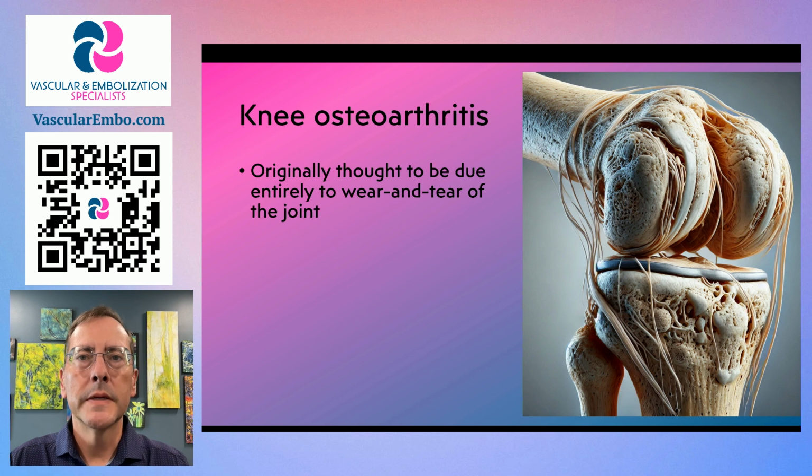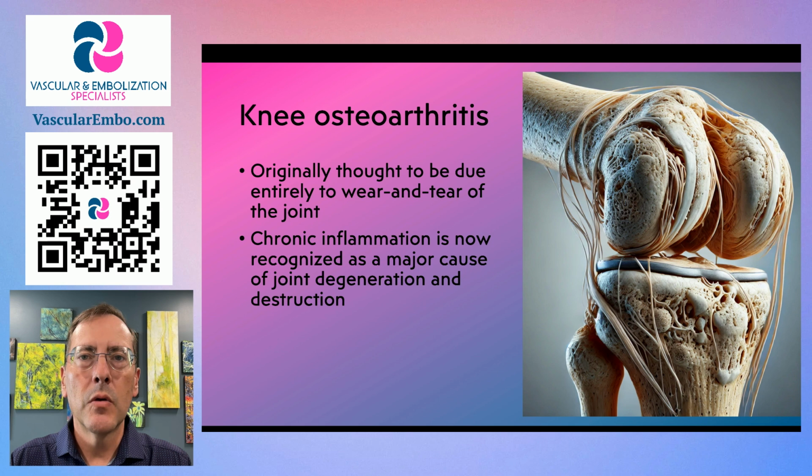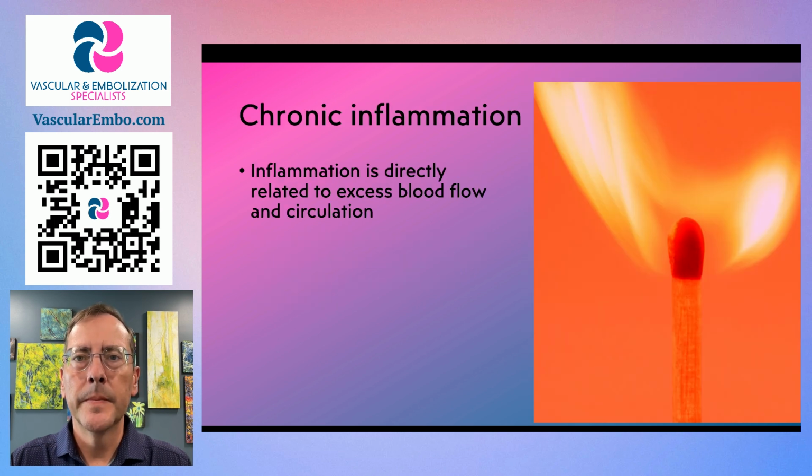Knee osteoarthritis is the disease state that we're talking about here. Originally, it was thought to be due entirely to wear and tear of the joint, and this applies to any joint in the human body. The knee, the shoulder, the ankle, that the more you used it, the more likely you were to develop degenerative change of it. And what we found over time is that chronic inflammation is actually playing a huge role in the development of joint destruction and degeneration over time.